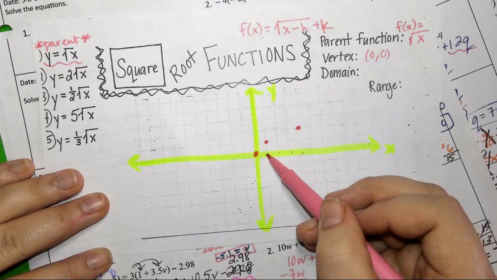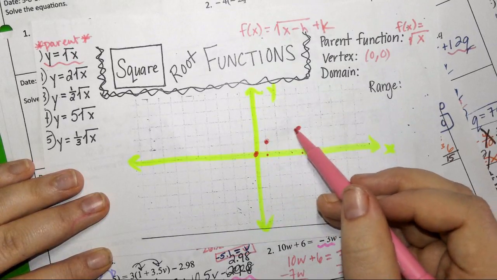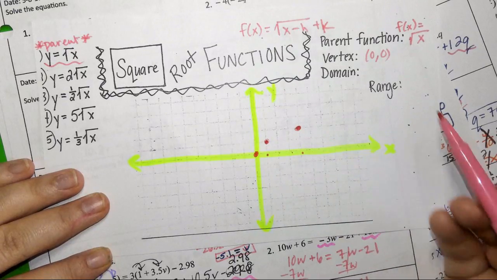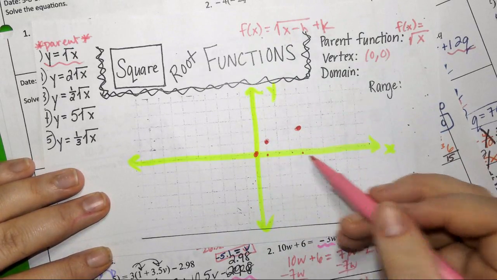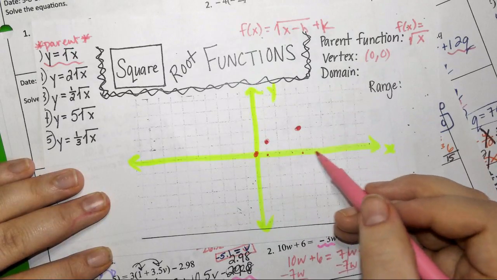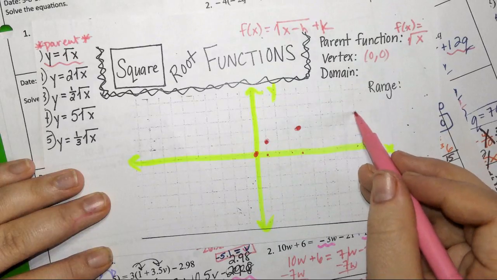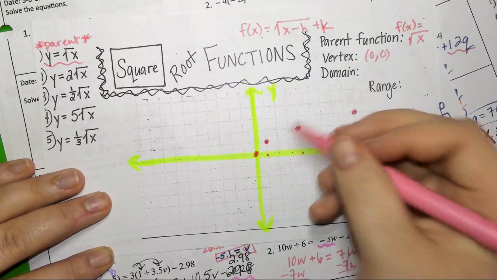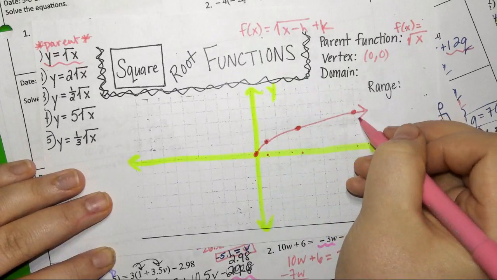Again, I know the square root of 1 is 1. I know the square root of 4 is 2. And if I wanted to keep going, what would my next point be? 9. Yeah, because I know the square root of 9 is 3. So I put my next point there. So my pink graph is my parent function. It looks like an arm.